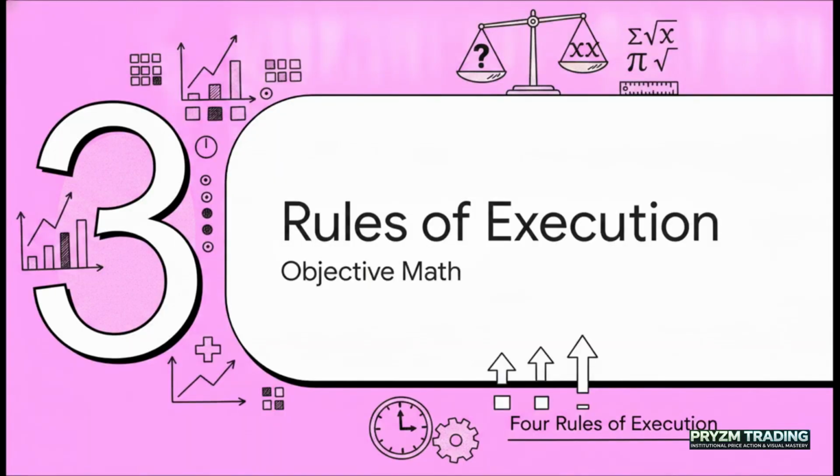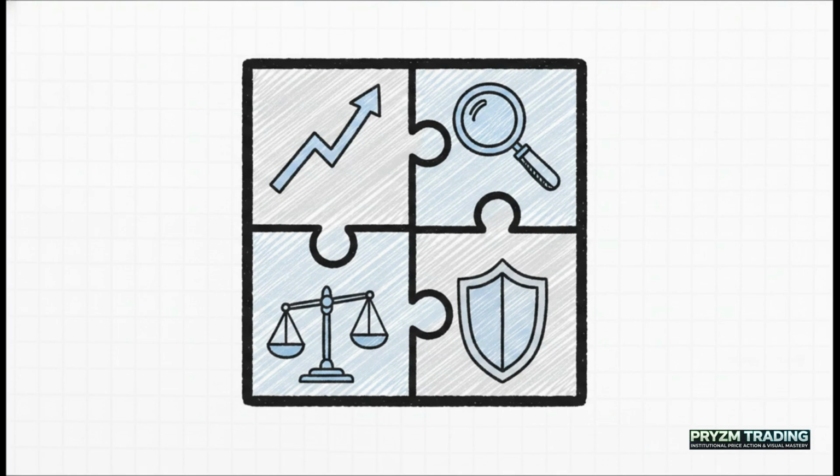All right, Section 3, 4 rules of execution. So how do we actually trade this reality without letting our emotions take over? We have to shift to objective math. The source gives us a holistic framework made up of 4 absolute rules required to execute an order block trade. We've got the displacement requirement, the mitigation zone definition, the equilibrium entry model, and the volatility-based stop loss. Let's break these down one by one.